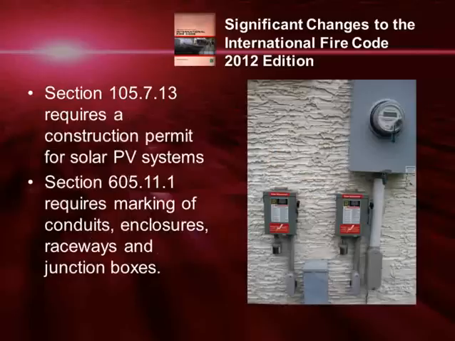Under the new provisions in the 2012 IFC, if a solar PV system is installed on a building, Section 105.7.13 will now require a construction permit, which will allow for plan review by the fire code official. The purpose of the plan review is to make sure that the designs comply with the requirements in Section 605, as well as ensuring that the panels are placed such that a pathway is created on the roof of the building for vertical ventilation operations.